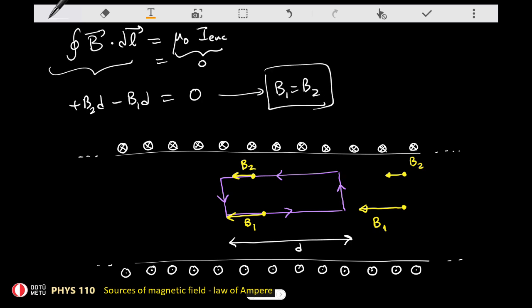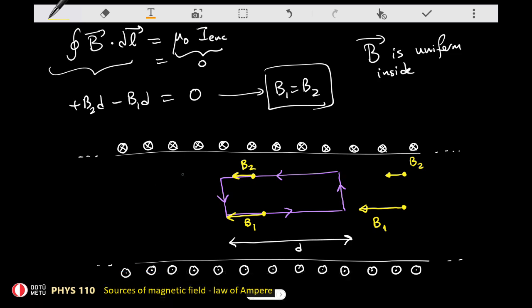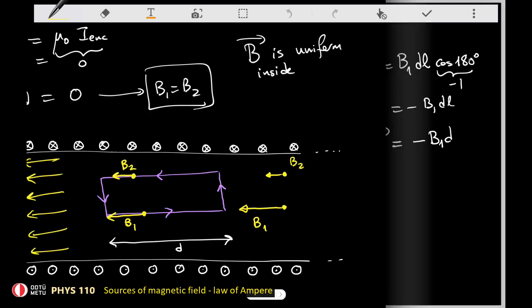So that's the important result, which shows that the magnetic field is uniform inside. B is uniform inside, which means all the magnetic field vectors inside have the same magnitude and same direction everywhere. So it doesn't matter whether the point is very close to the wires or very close to the center. Every point should have the same magnetic field. So I'm going to call this magnetic field B in, the magnetic field inside. All right. So this was the first step.